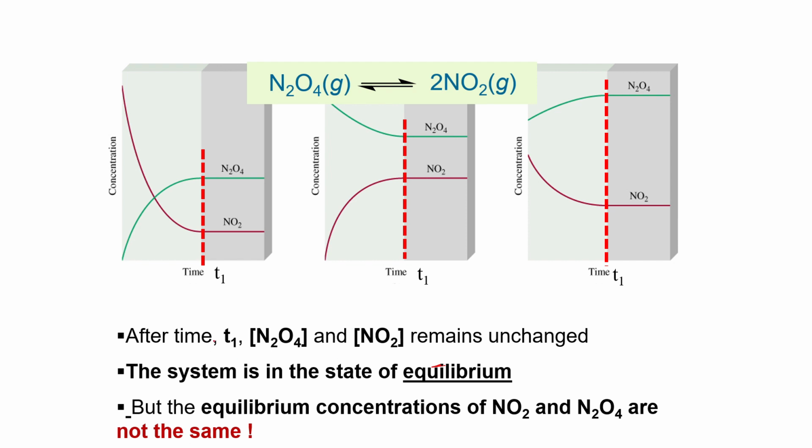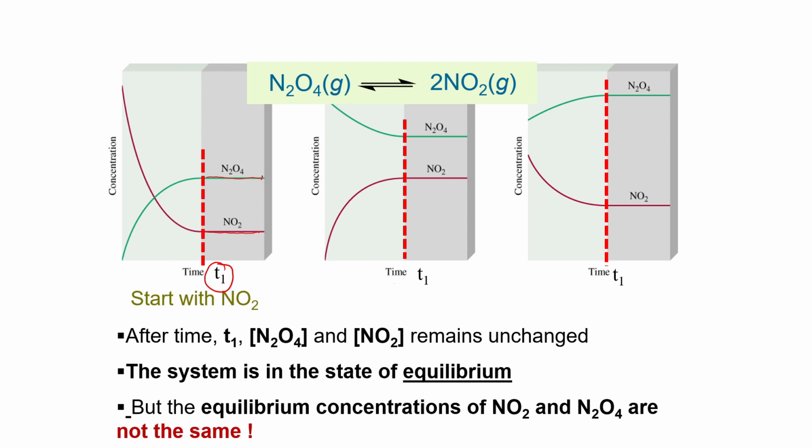After time T1, selepas masa T1, concentration of N2O4 and concentration of NO2 remain unchanged. Jadi selepas ini kita nampak dia tidak berubah, maksudnya tiada peningkatan sama ada naik ataupun ke bawah. So selepas T1, it is said that the system is at equilibrium. Keseimbangan telah tercapai. But the equilibrium concentrations of NO2 and N2O4 are not the same. Jadi concentration dia tidak sama.